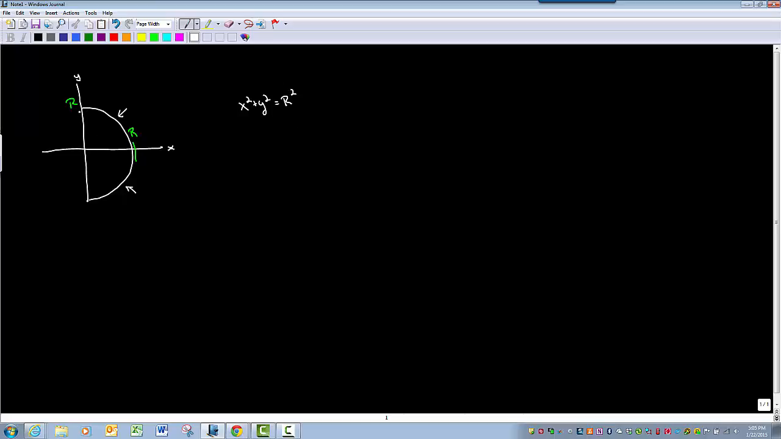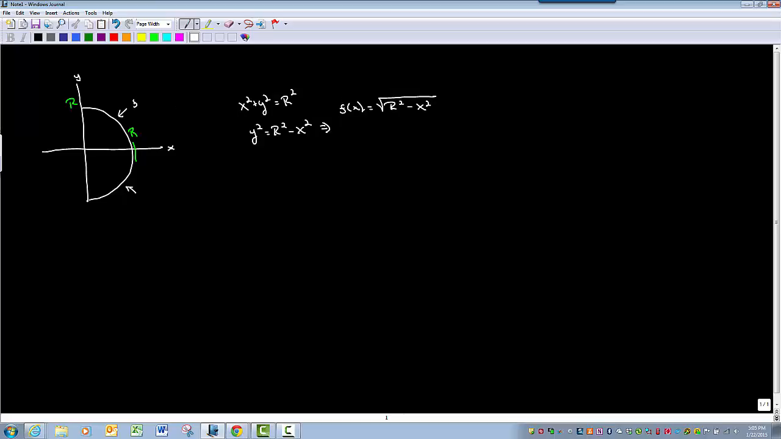So this line right here can be generated by solving for y. So y squared is equal to r squared minus x squared, like that. And now when you take the square root, you've got to do plus or minus, so it generates two equations. So equation 1 I'll call f of x, and that'll be the positive one. So that'll be the square root of large r squared minus x squared.